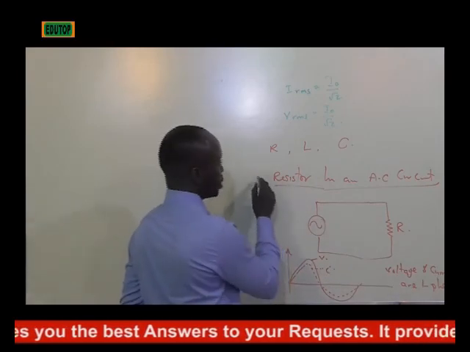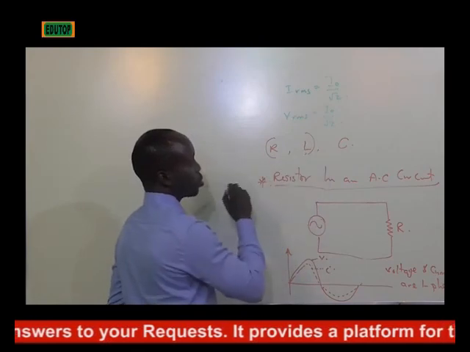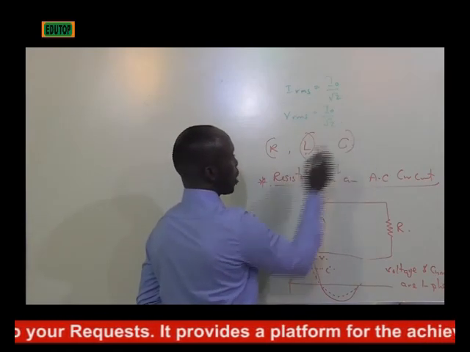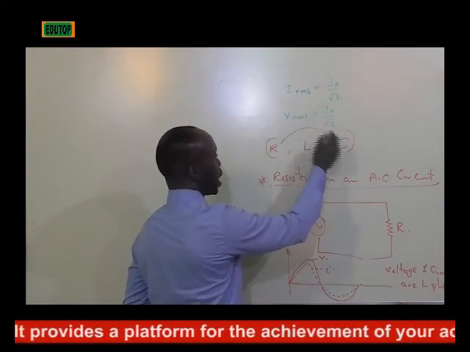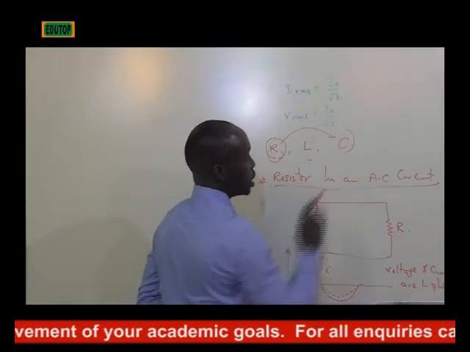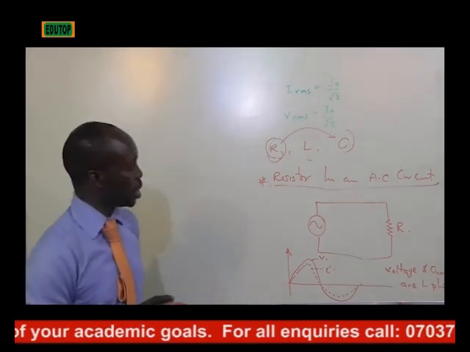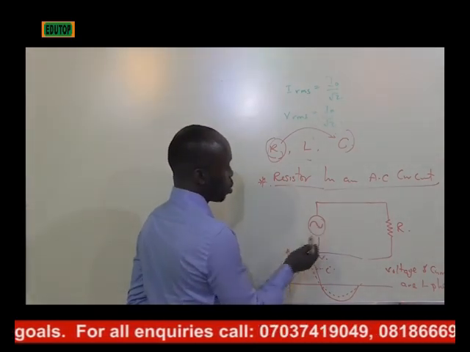You know, we said number one, we can relate your resistor and your inductor. We can relate your inductor and capacitor. You can also relate your resistor and capacitor. So in this case now, we are only looking at resistor alone in AC circuits. If you are looking at resistor alone in your AC circuit, just link your resistor with your AC source.